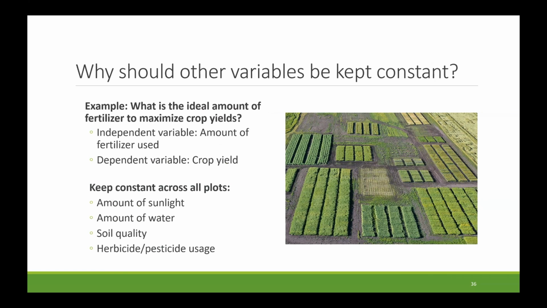If these things are not kept constant, so say, for example, one plot gets more hours of shade than another, then you can't truly say that differences in the crop yields are caused by differences in the fertilizer, because you have other variables that also might be influencing the outcome. So that's why it's important to keep every variable other than the independent and dependent constant to the greatest degree possible.